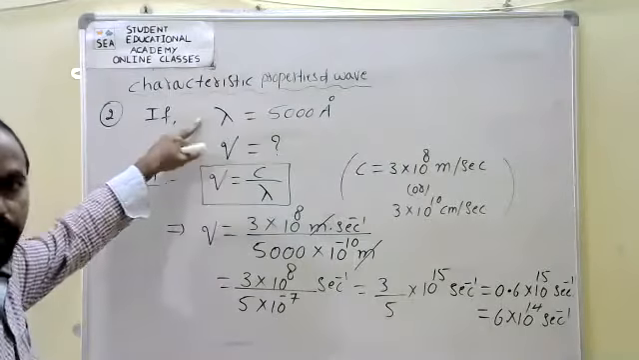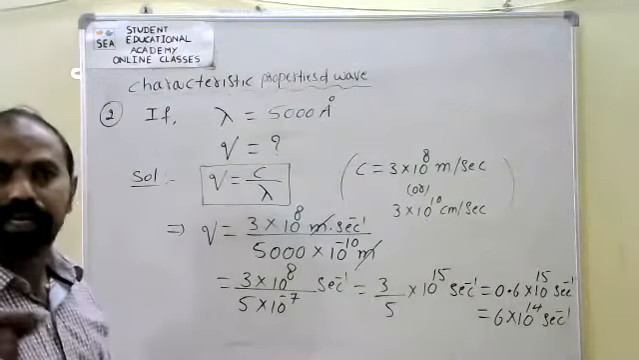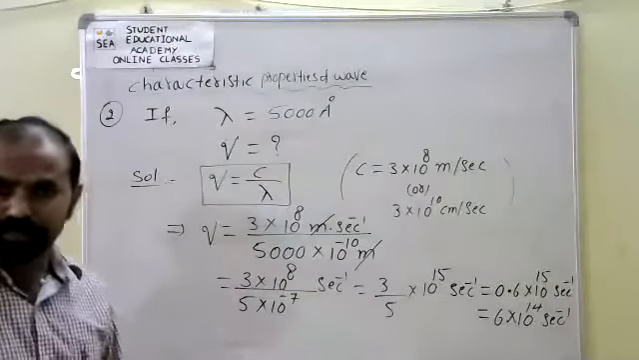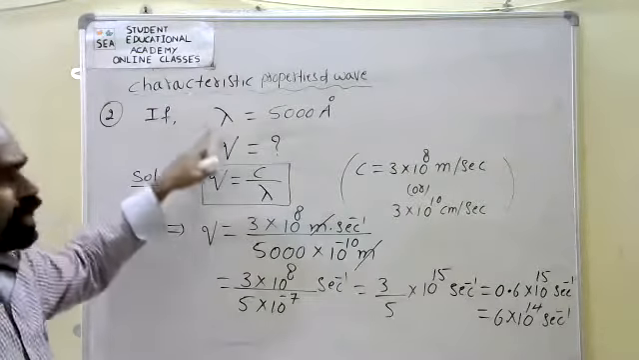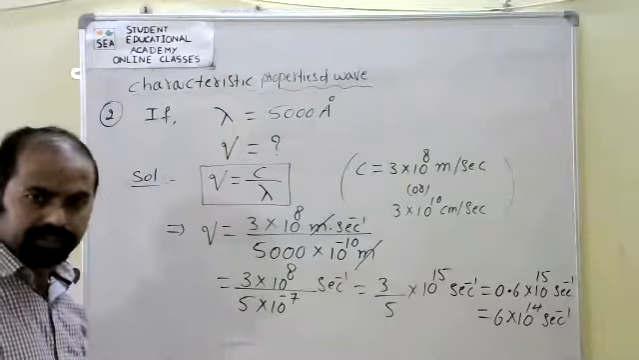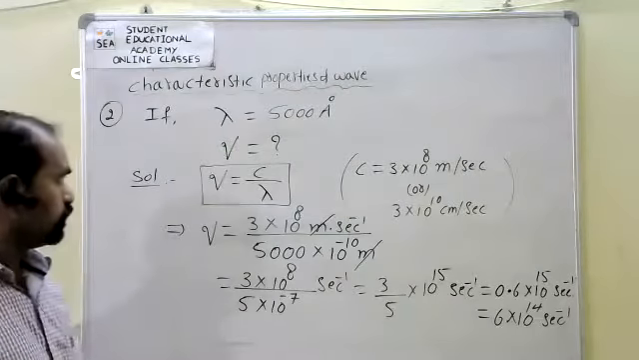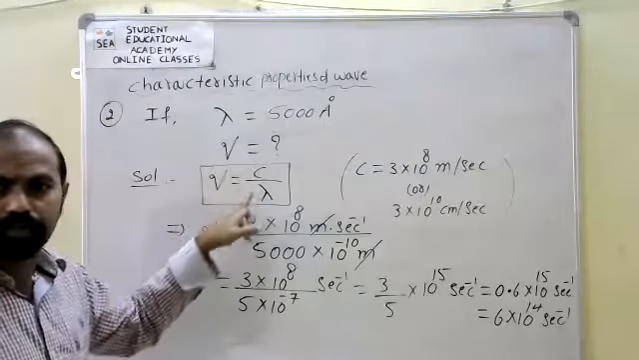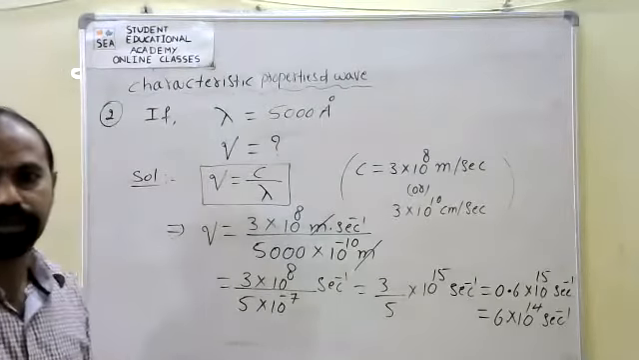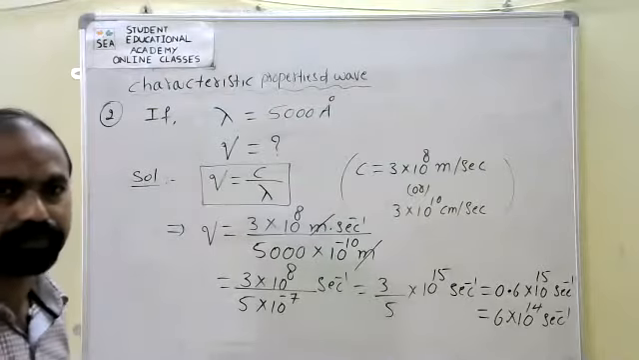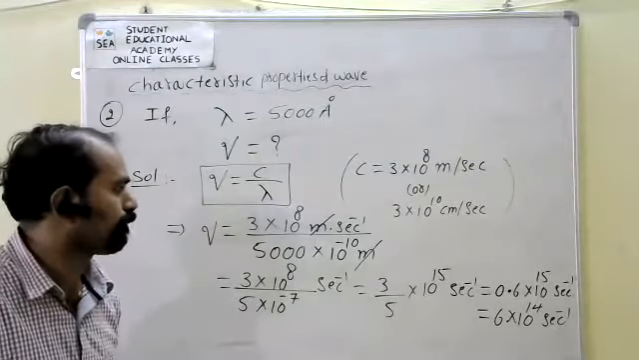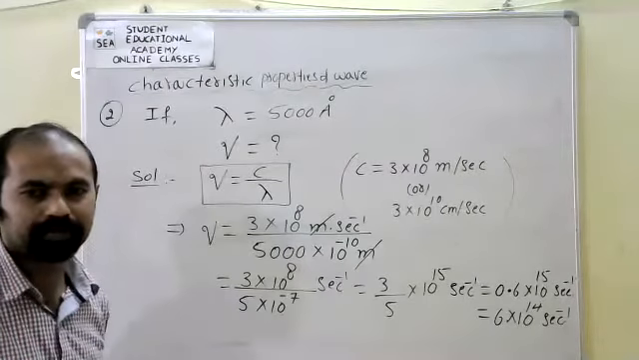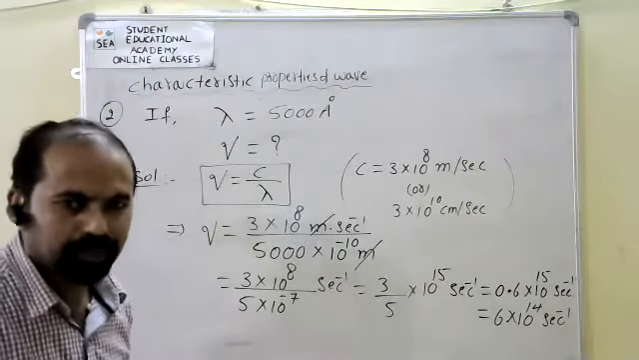So the wavelength is given. What about the light? Green light wavelength is given, 5000 angstroms. Based on that, what about its frequency? Here the relation is frequency nu equals C by lambda. Completed, sir. Good.